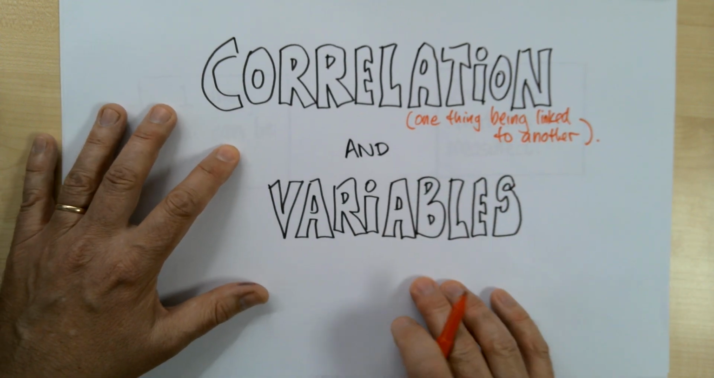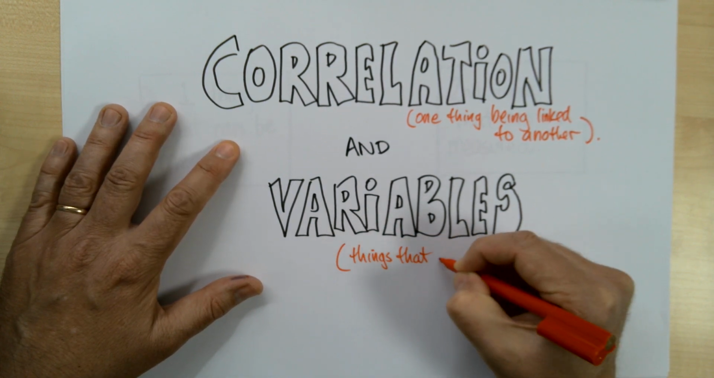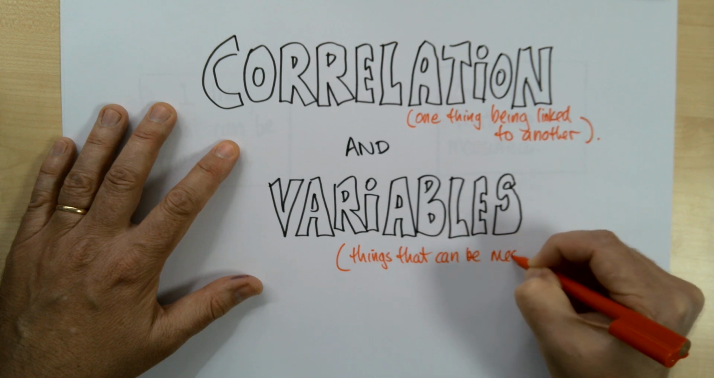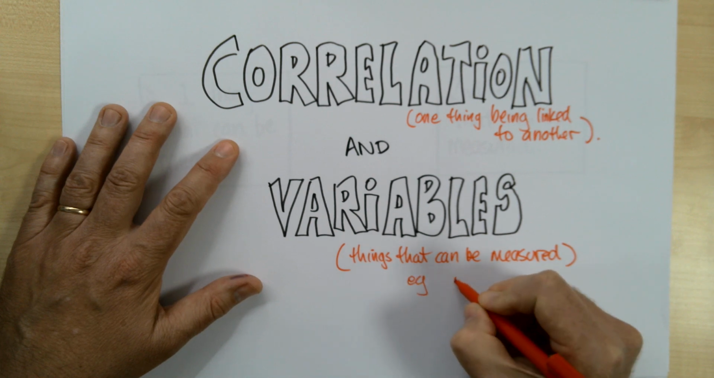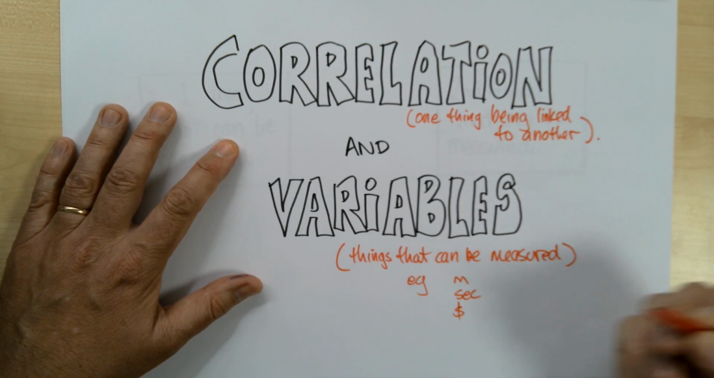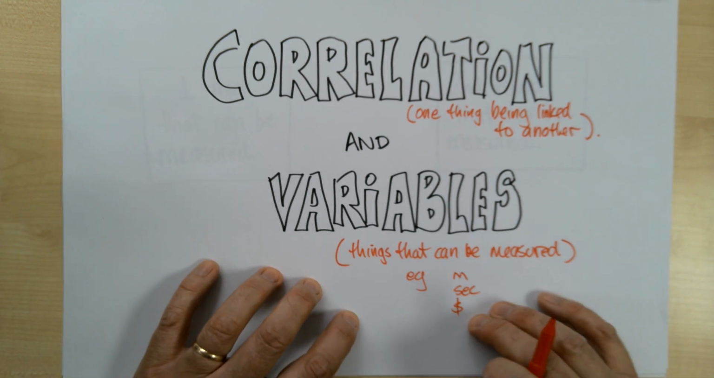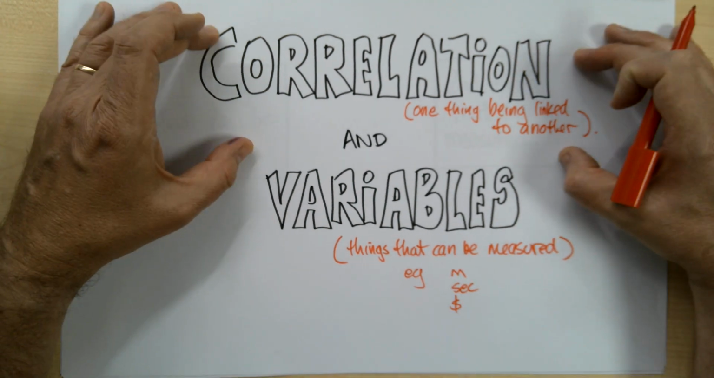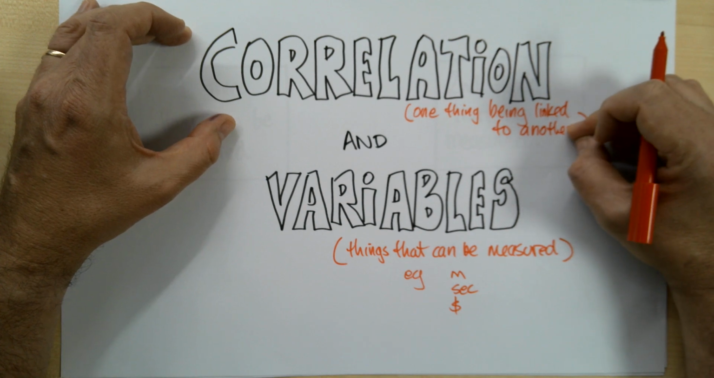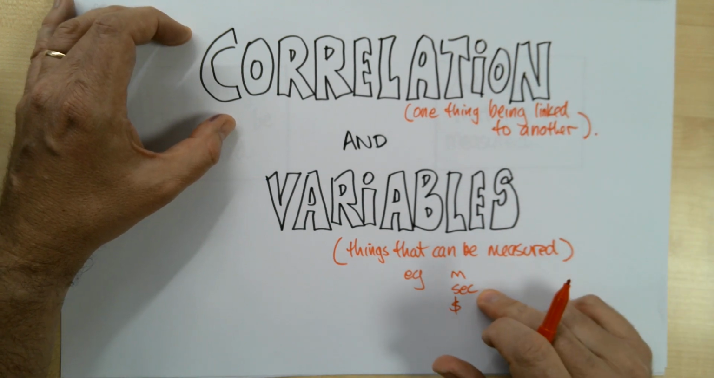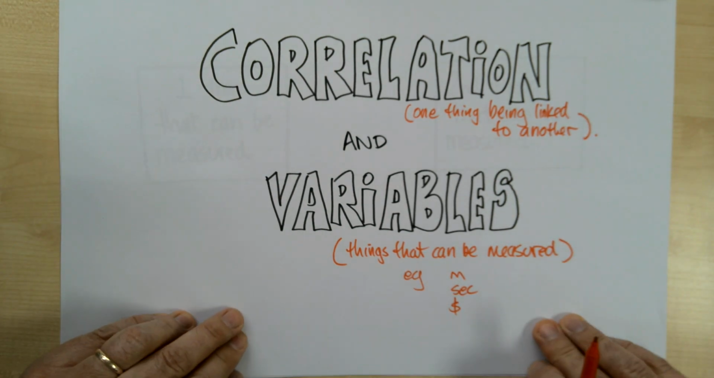Variables are just things that can be measured. If you put numbers to it and units, it's a variable. For example, it could be meters, seconds, or dollars, whatever. You can measure it, you can put numbers to it, it has units, that's a variable. So big words, but that's basically what we're looking at here: this whole idea of one thing being linked to another and the maths behind that, and then variables, things that can be measured. It's just a fancy word for stuff that you can go and measure.